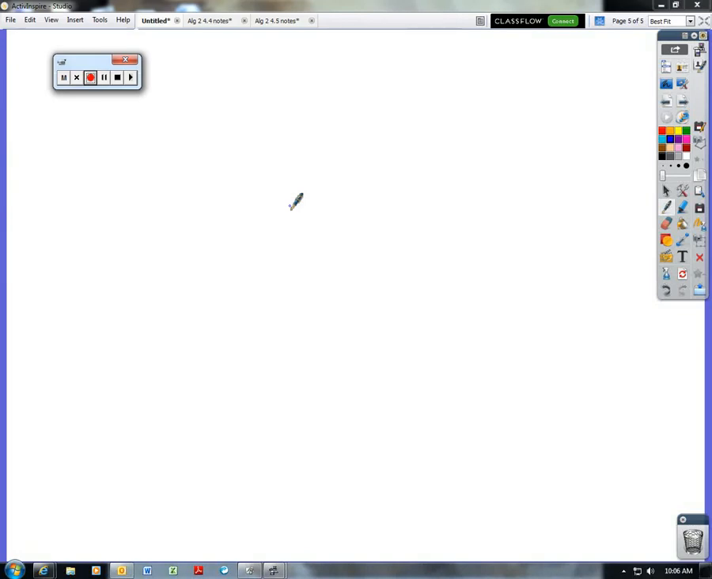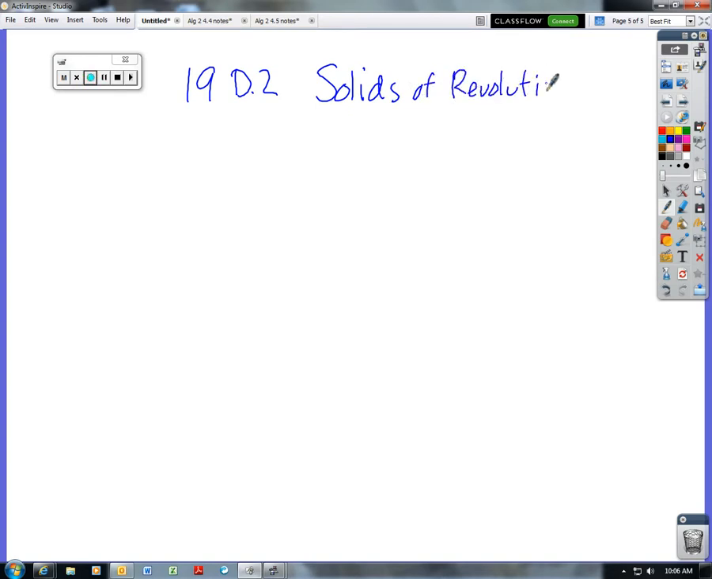So this is supposed to be 19 D.2, solids of revolution. And I just realized that there's actually another example from D1 that I skipped. So I'll go ahead and do it on this one. So that was example 12.